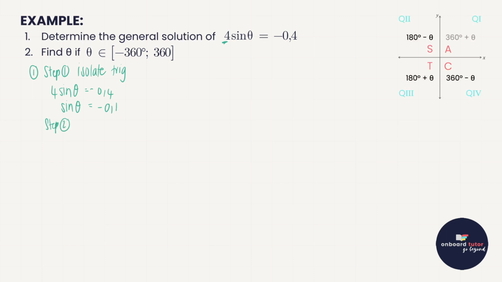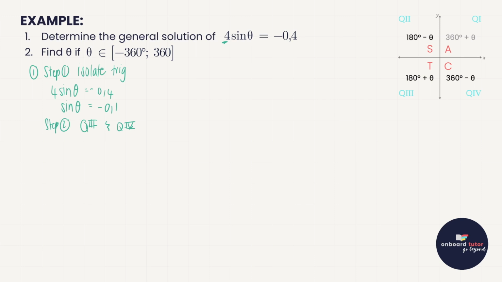The next thing I do is I apply the cast rule. So I ask myself, where is sine negative? Okay, and we can have a look here in our cast rule. Sine is negative either in quadrant 3 or quadrant 4. Okay, so that's going to be something that I'm going to keep in mind. Quadrant 3 and quadrant 4. That's where I'm going to apply my solution.